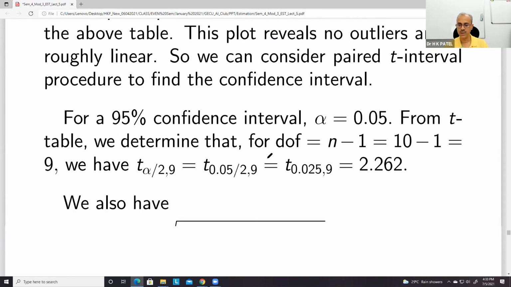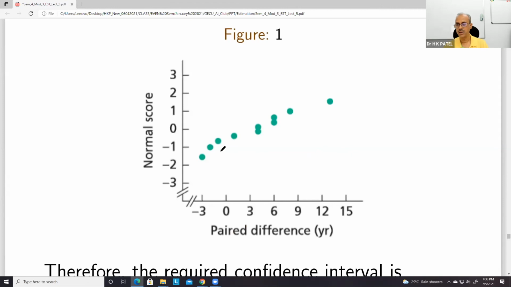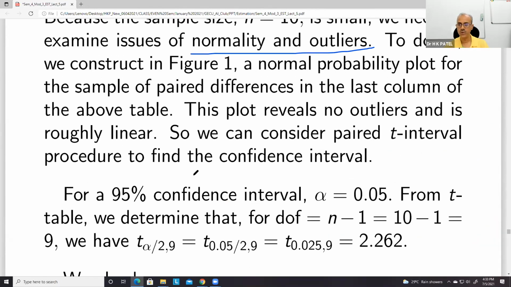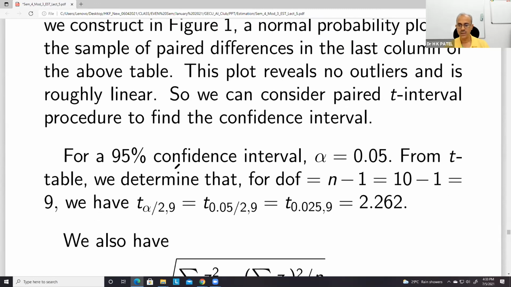So this normality plot is given here, and now you can see that almost all of the points lie on a straight line, and therefore in this case we can use the t-interval procedure. So there are no outliers, and then you can find the values for 95%. If you want, alpha will be this. We can use the t-interval to find t alpha by 2 with 9 degrees of freedom.